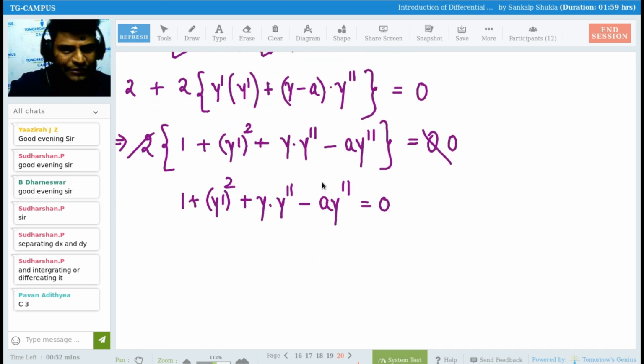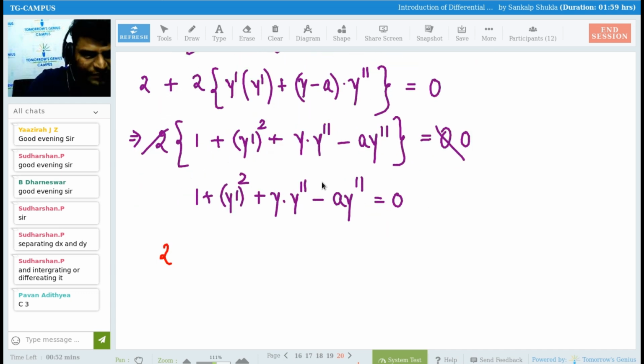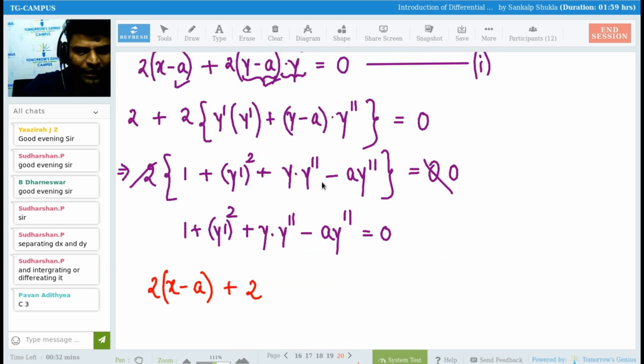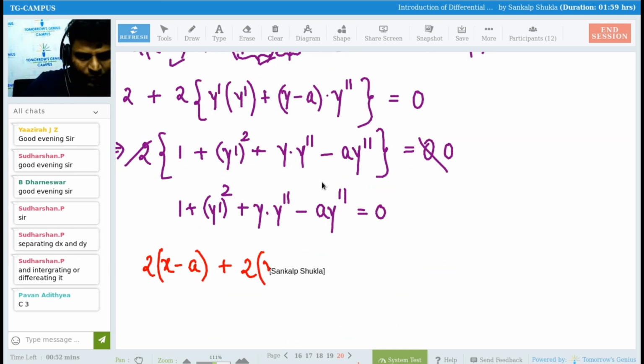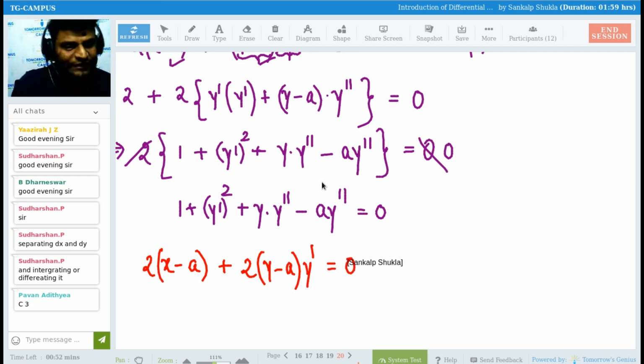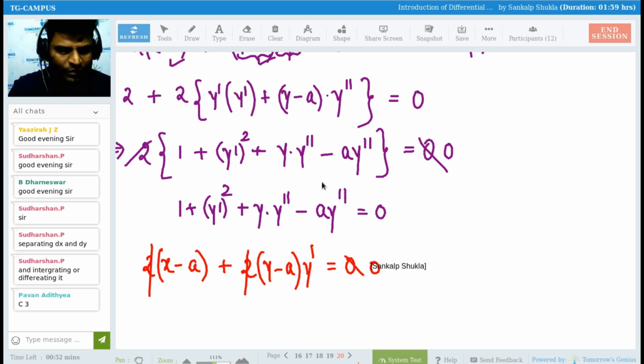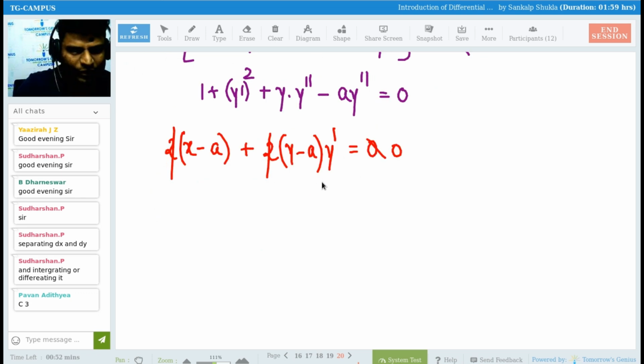Okay, I am rewriting the equation first. Okay, see. 2 into x minus a plus 2 into y minus a into y dash is equals to 0. Can we take 2 as common? We can take 2 as common and it will be sent to the right hand side, so it will again become 0.